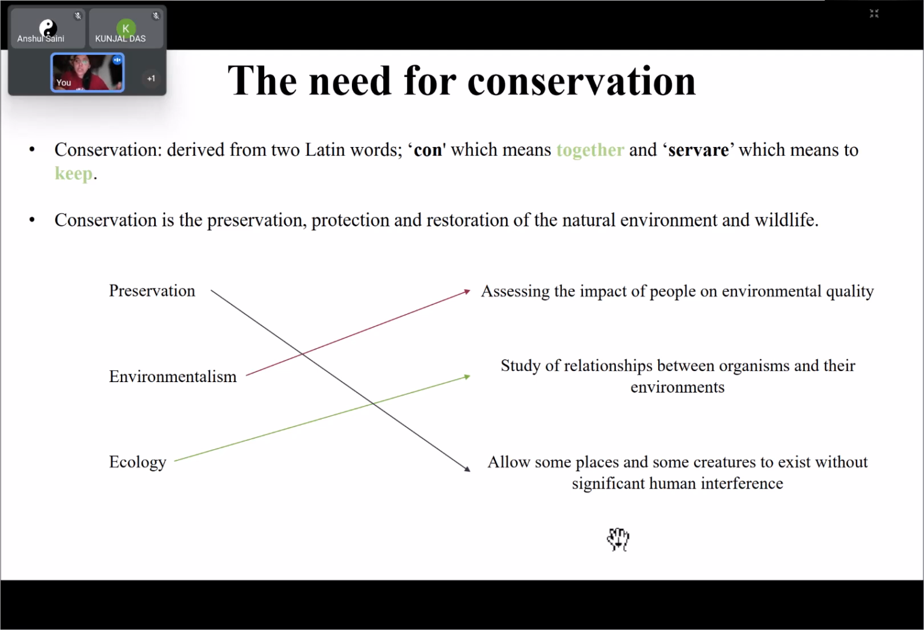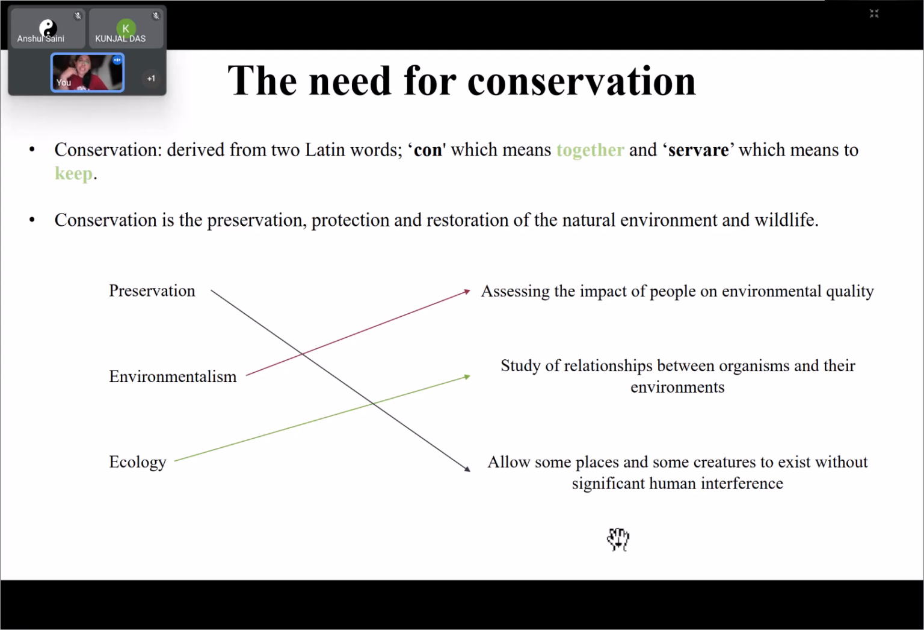Talking about environmentalism, that talks about assessing the impact of people on environmental quality. Now, environmentalism, as the name suggests, is only about the environment, which means environment quality. How does that environment look? What are the constituents? What are the proportions? That doesn't look into, or doesn't care about, preservation, protection, and restoration. It just assesses what is the impact on environmental quality. So that's not what you're doing in conservation.